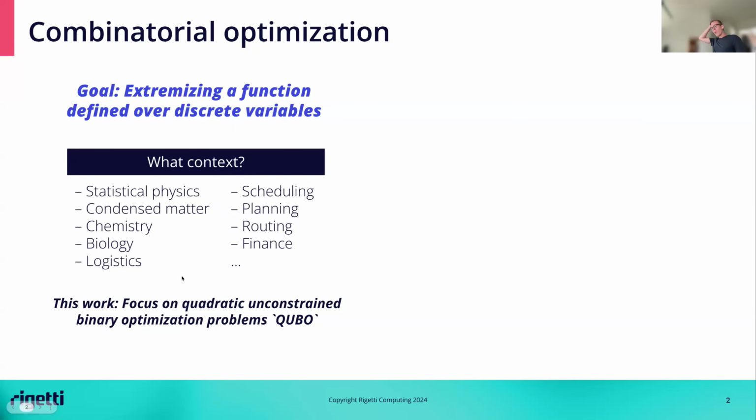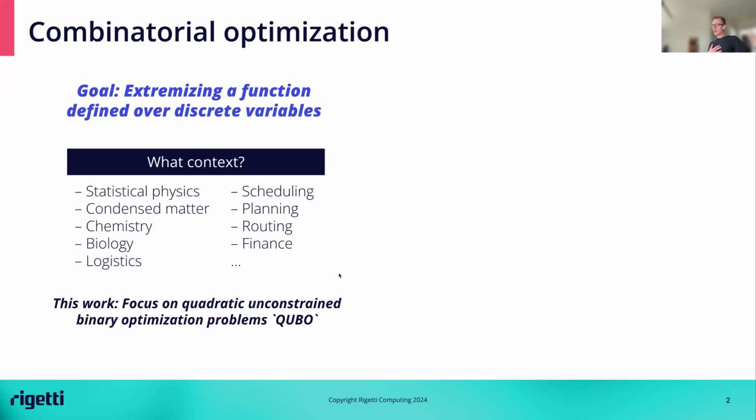So when we say combinatorial optimization, the goal is to extremize a function defined over discrete variables. And what we mean by that is that, instead of the variables of the function being any real numbers, they can only take values, let's say plus minus one, for example. And this kind of problem arises in many contexts of science, such as statistical physics, condensed matter, biology, but also in everyday life, since this has to do with problems connecting to logistics, scheduling, finance, and so on.